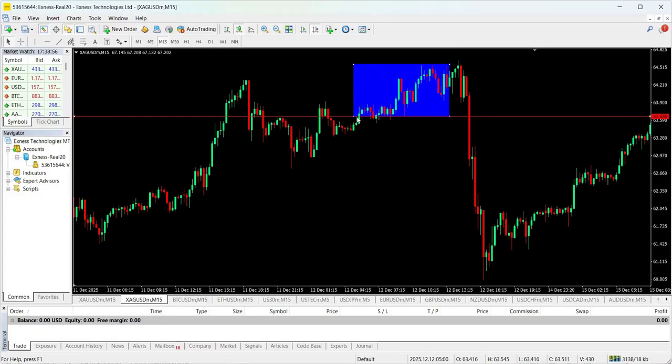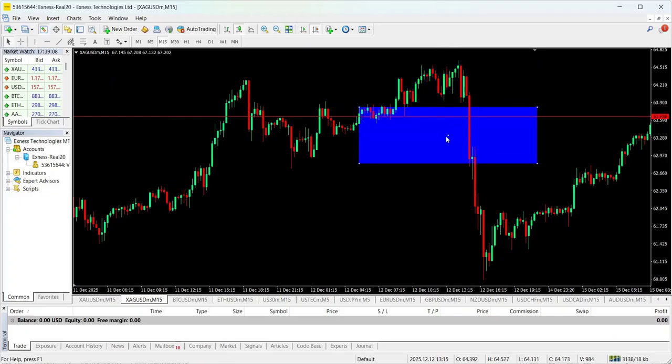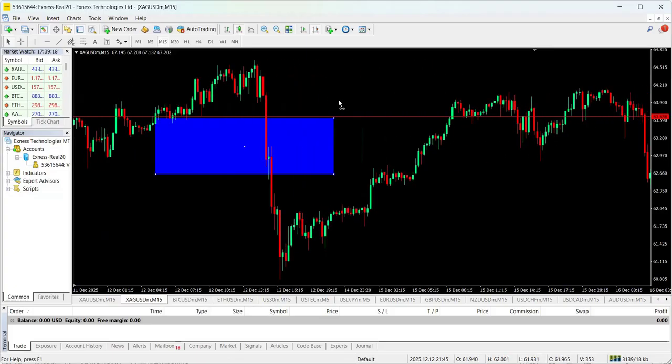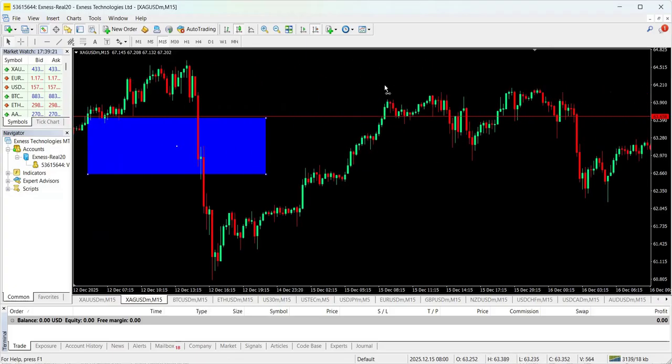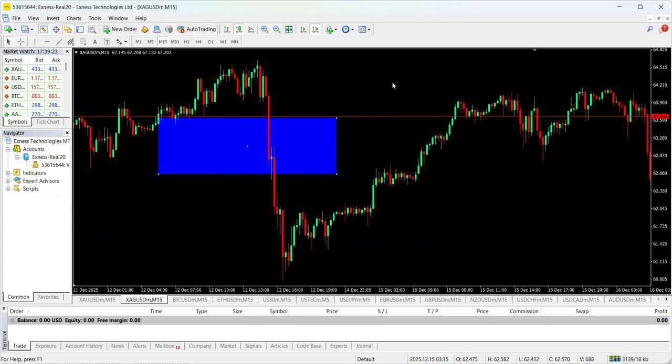So our strategy says that the market is going to move down at least as much as it moved up. So you see what we have. It's going to move down this much. Okay. So that shows us that our overpower strategy also works on silver, XAGUSD.